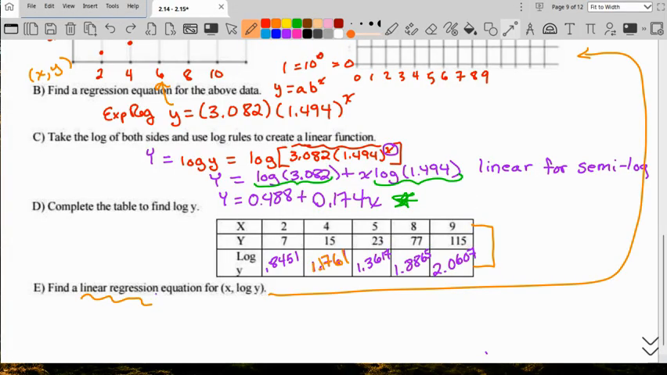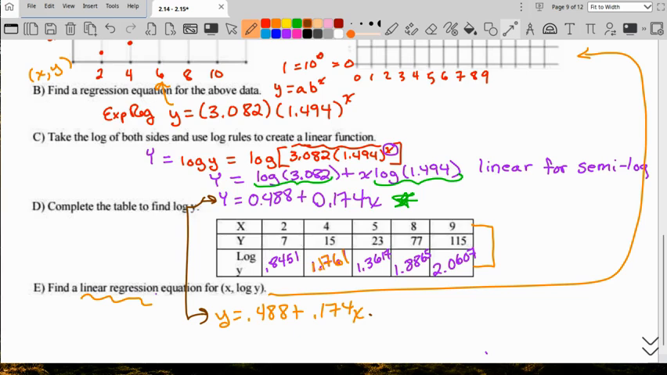So let's take a look at that. That would give us y equals 0.488 plus 0.174x. And that should look familiar because that is the same equation we got when we took the exponential regression and just took the log of both sides to convert it to a linear form of exponential regression. And so that's what we're saying about getting this relationship between log and semi-log plots. We're not changing the y values. We're just changing the way that we present it.